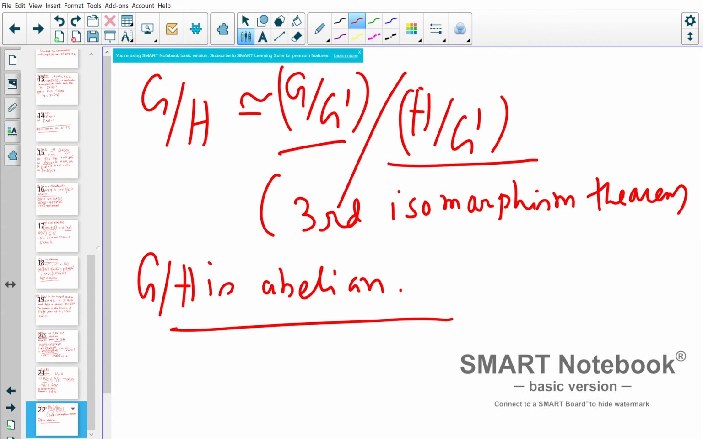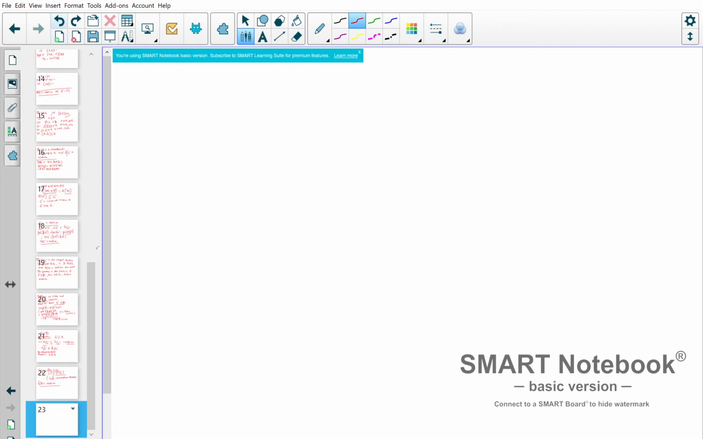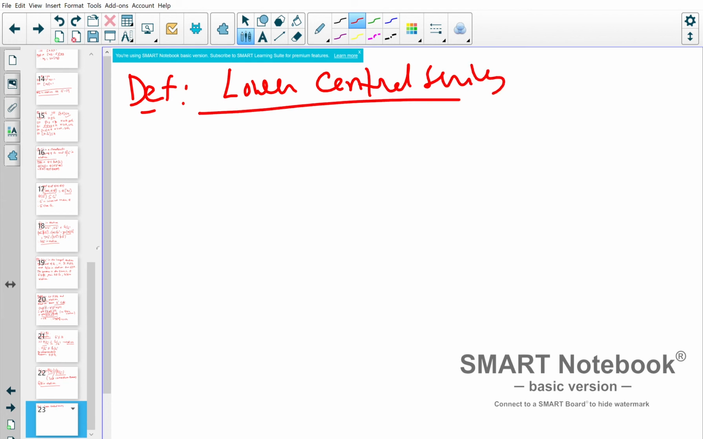Okay, so by this, let me just discuss a little bit about that nilpotent group, how to define it, and then I will finish today's class. So now with the help of this commutator, we will define something called the lower central series. Okay, so how to define it?